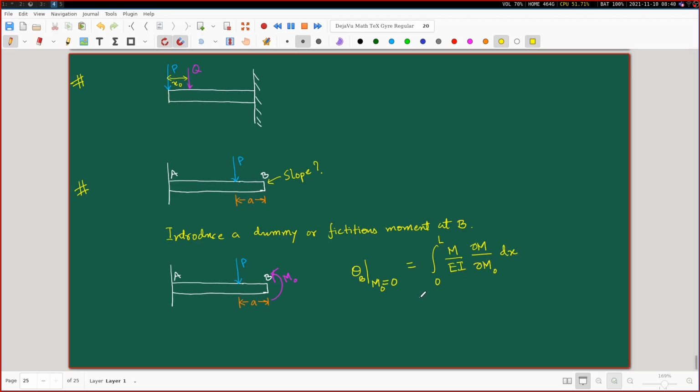Of course, as you correctly pointed out, it is all right to write this general formula with the 0 to L integration, but for the sake of this problem, since there are two segments, one from 0 to A and the other from A to L, we'll have to subdivide this integration into two pieces, 0 to A and then A to L. From 0 to A, the value of M will be simply M naught, and from A to L it will be a combination of the contributions from M naught and this P.